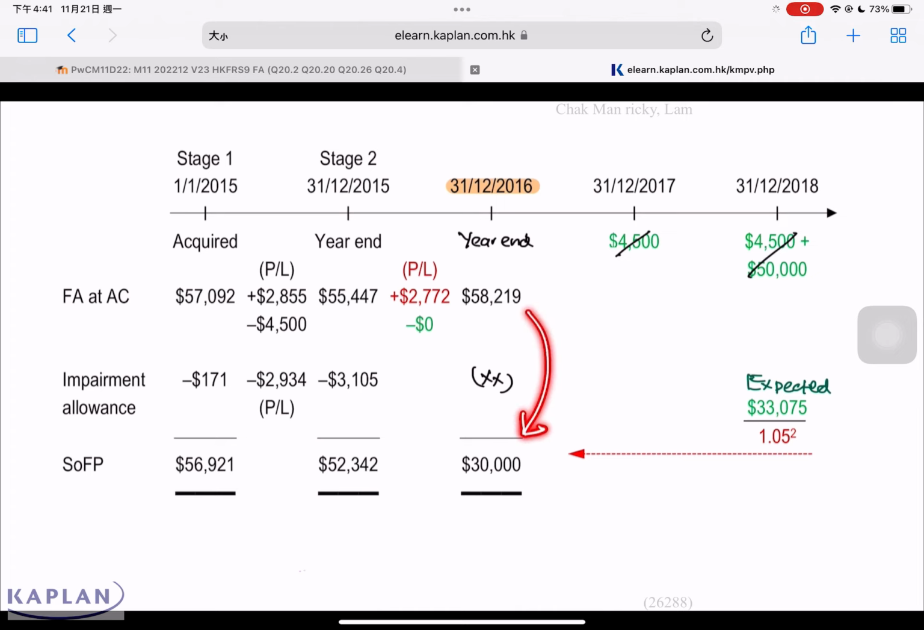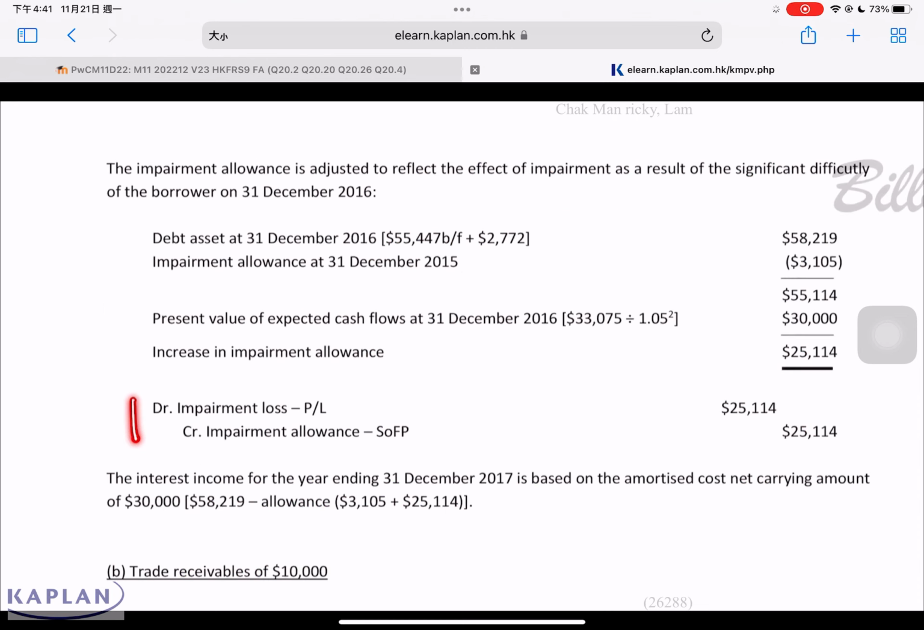You must adjust to 30,000. There should be an impairment allowance cumulatively of 28,219. This is the year-end figure. We have to adjust from 3105 to 28,219, which is equal to 25,114. This will be the adjustment entry. Debit impairment loss, credit allowance. This is the entry that we discussed earlier on, 25,114.